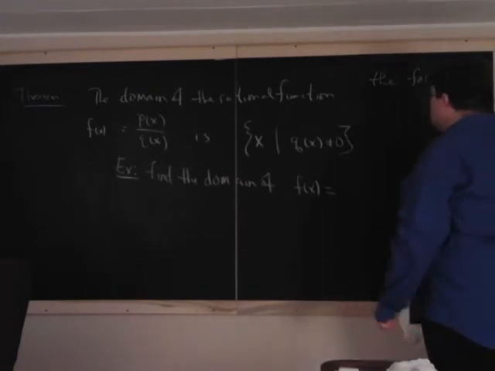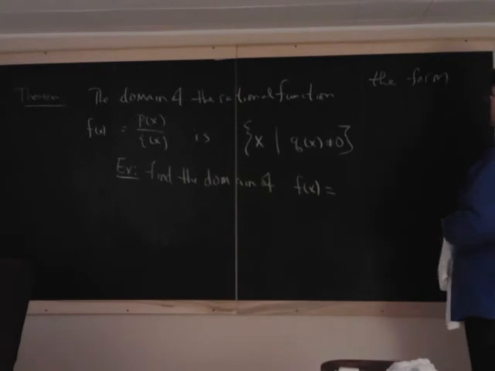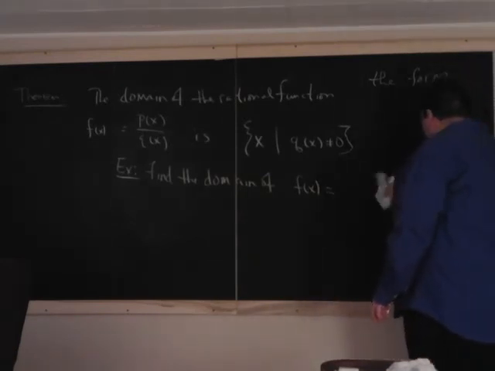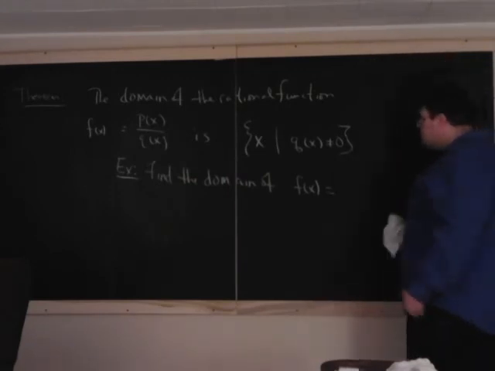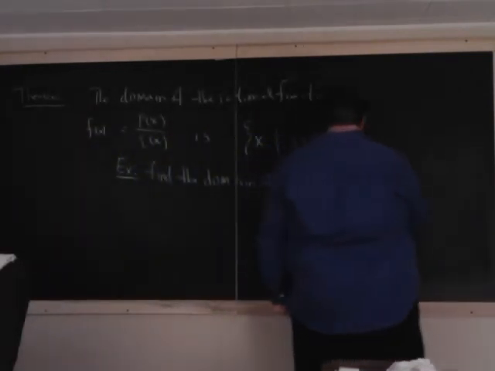I probably should have said that. In the definition of a rational function, you should put where p of x and q of x are polynomials, and q of x is non-zero. If q of x is the 0 polynomial, then that fraction doesn't exist. So find the domain of this function.